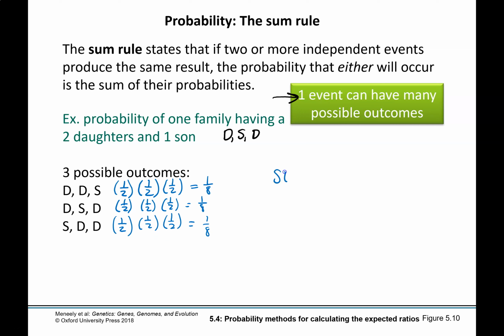Now let's apply the sum rule. So the sum rule says we can add the chance of each independent event. So we add our fractions. This is equal to 3/8. So there's a 3 in 8 chance that this family will have 2 daughters and 1 son in any order.